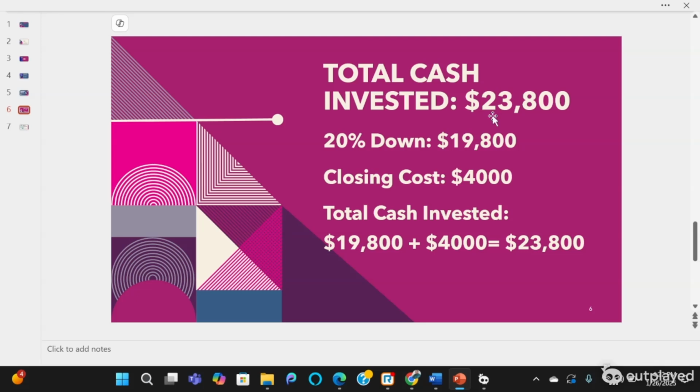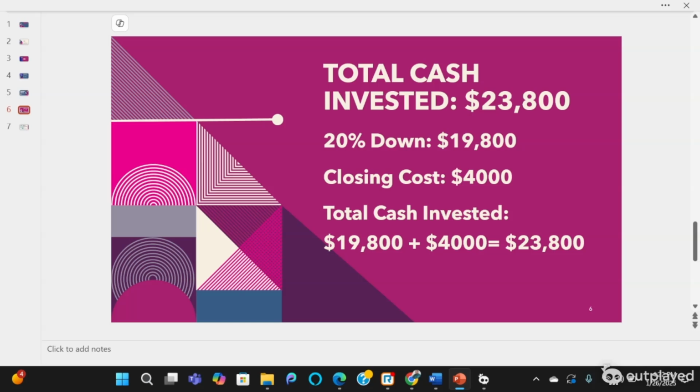Now, we need to find out our total cash invested. What did we have to come out of pocket? How much liquidity cash did we put into this deal? So the answer is $23,800, because we took $19,800 and put it down on the property. That's 20% of the $99,000. If this property was bought for $100,000, then we know this answer would be $20,000.